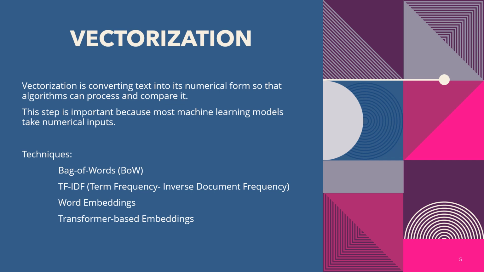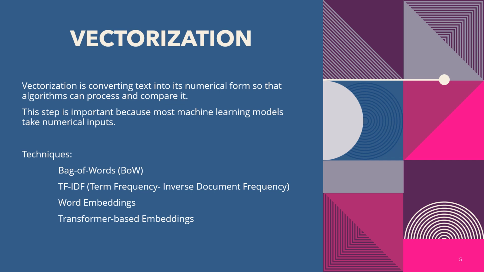This is the second technique of natural language processing in information retrieval. Vectorization is used for converting text into a numerical form so that algorithms can process and compare it. This step is important because most machine learning models take numerical inputs. This technique includes subtopics like bag of words. Bag of words is a representation that depicts text as a bag of words without any indication of the word order.